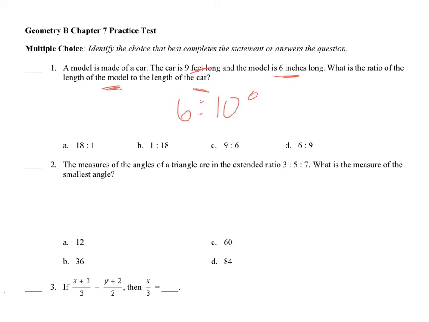108. Now, that's a funny looking 8. You should make sure, see if you can simplify it. They're both divisible by 6. So 6 divided by 6 will give me 1. 108 divided by 6 will give me 18. So this is where you have to be super careful about these tests in geometry. Because if you were to circle A and put an A up there, you would be wrong. It should be 1 to 18. Again, why? Because it's asking for model to the actual. And the model is the smaller one.